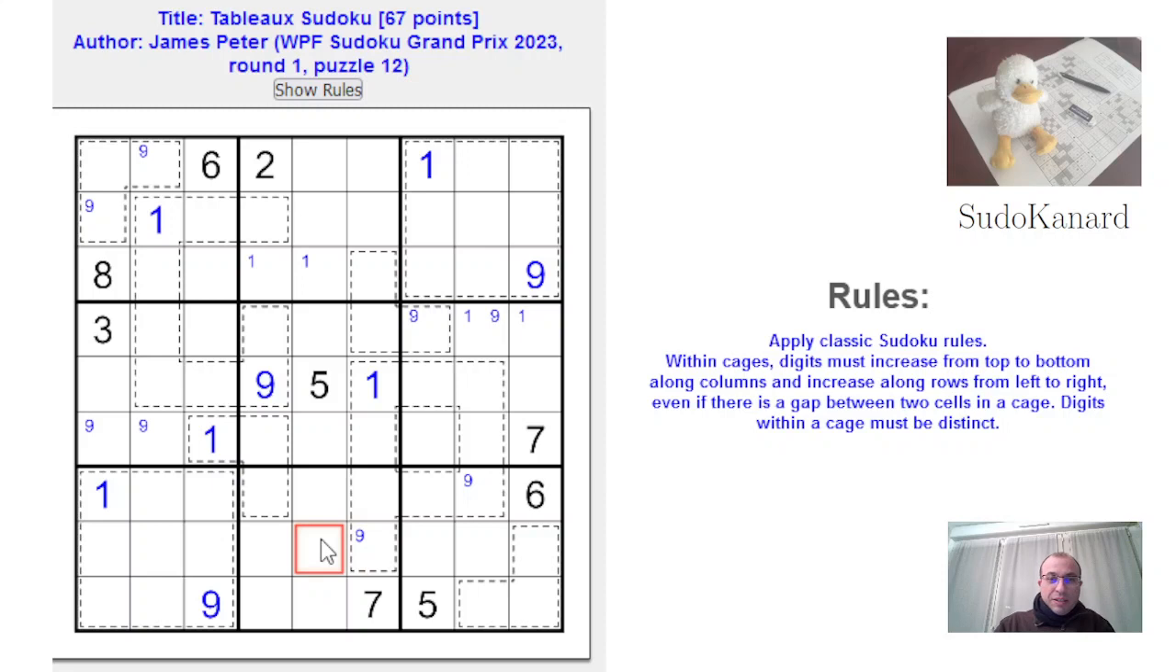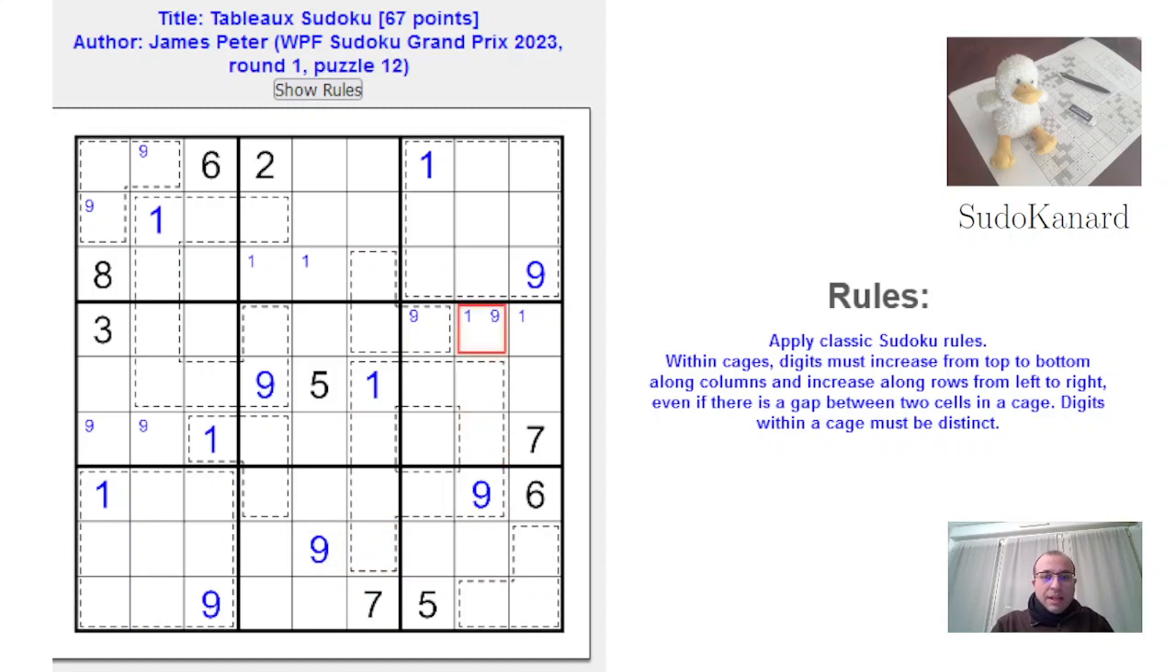So 9 is only in 2 positions in this area. And we see that now 9 can't be in any of those cells, and it can't be there either because this digit is lower than that. So we get the 9 in here, which eliminates that and places a 9 there.